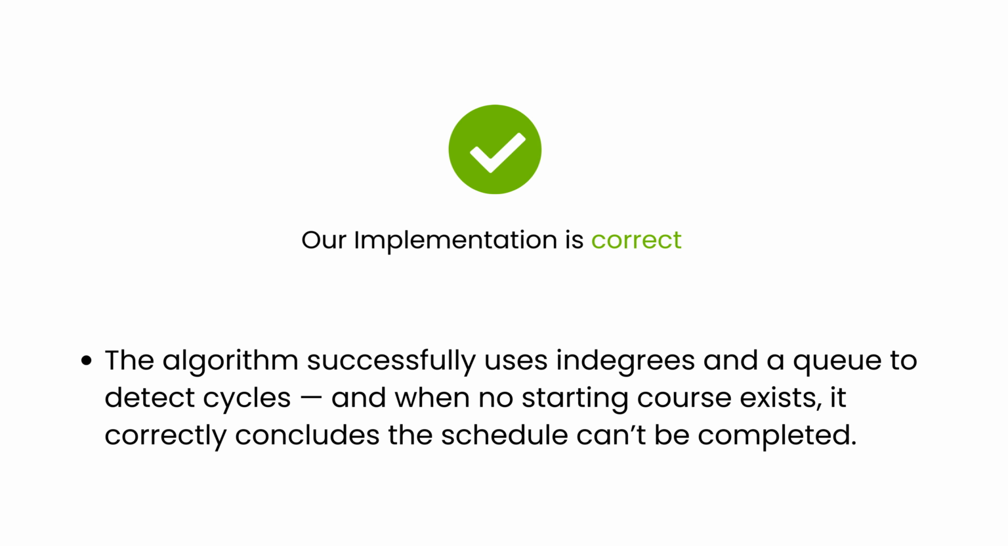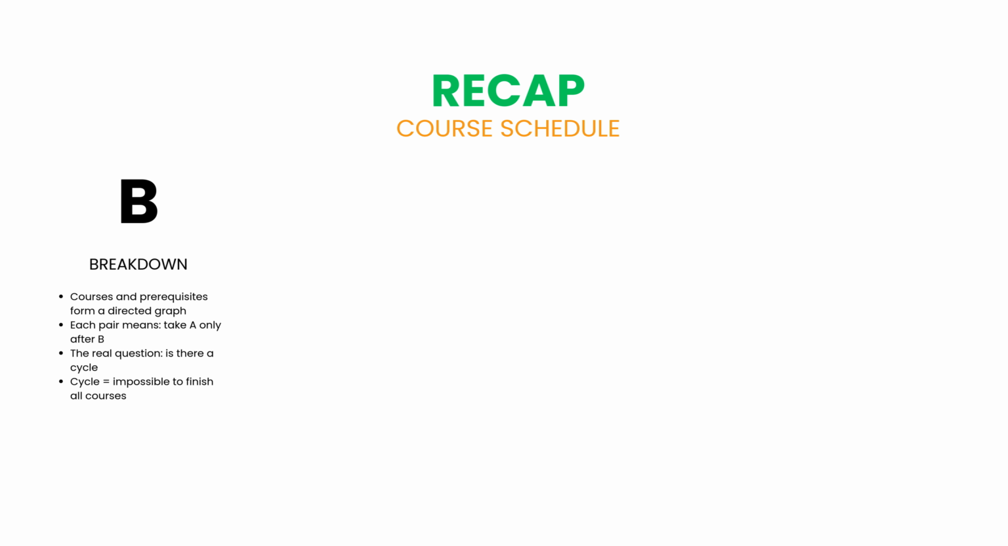The algorithm successfully uses indegrees and a queue to detect cycles, and when no starting course exists, it correctly concludes the schedule can't be completed. Alright, quick recap to wrap up course schedule. At its core, this problem turns courses and prerequisites into a directed graph. Each prerequisite pair basically says, you can only take course A after course B. So the real question becomes simple. Can we finish everything, or does the graph contain a cycle? Because if there's a cycle, that means the requirements loop forever, and finishing all courses is impossible.